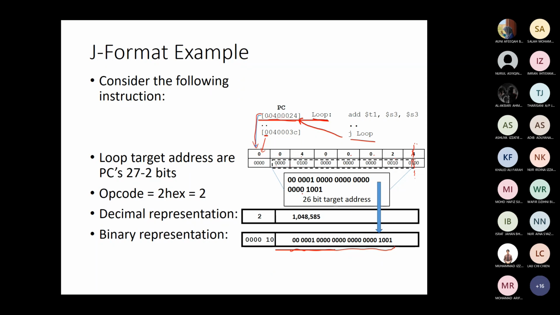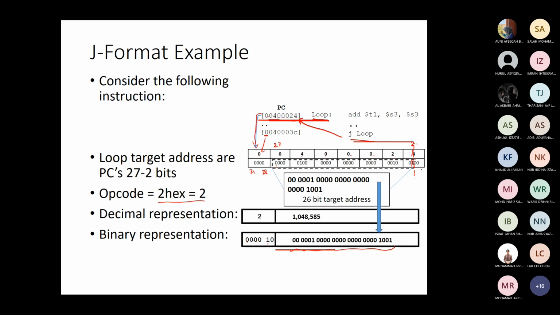And then the opcode. The opcode is 2 hex, so it will become 000010. So where does the target come from? The target comes from where the loop is. Then we take out the memory address, 004000024, and then you count from bit 27 until bit 2. This is 31 until 28, if I'm not mistaken.